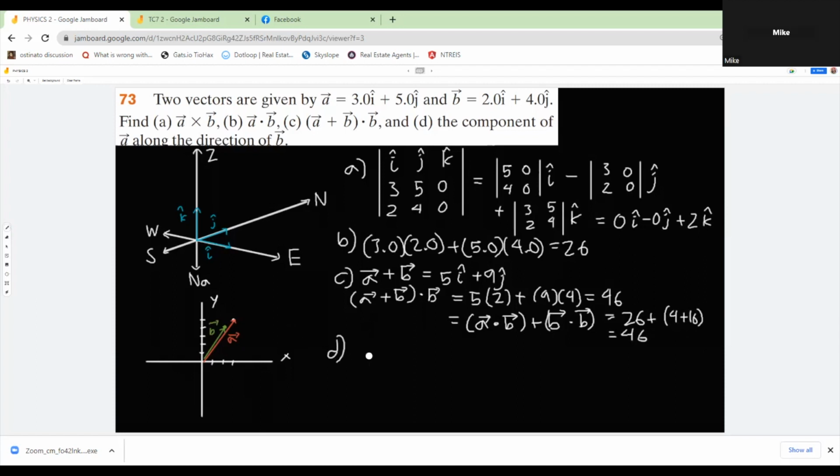The component of A alone along the direction of D. So I need to do the uniting.